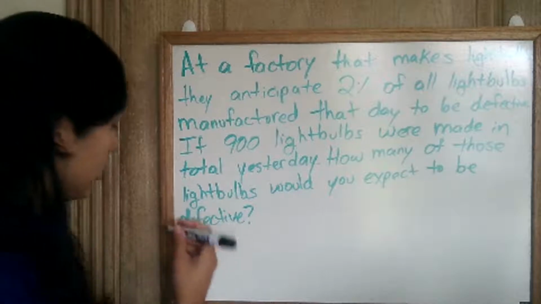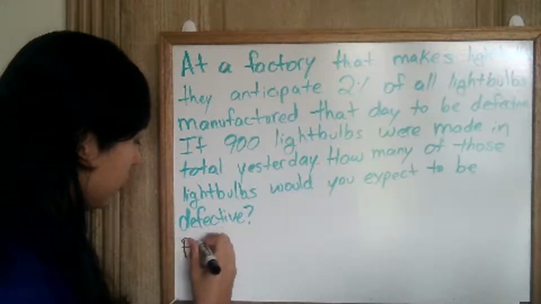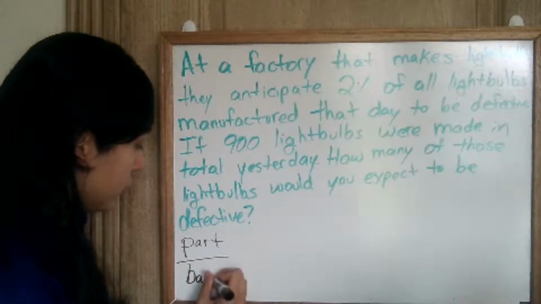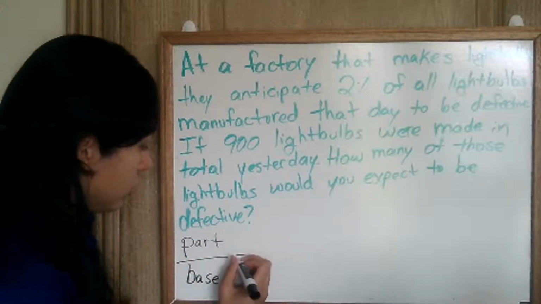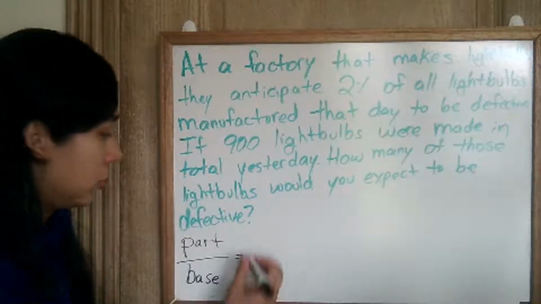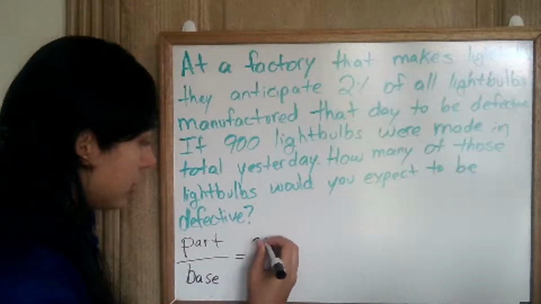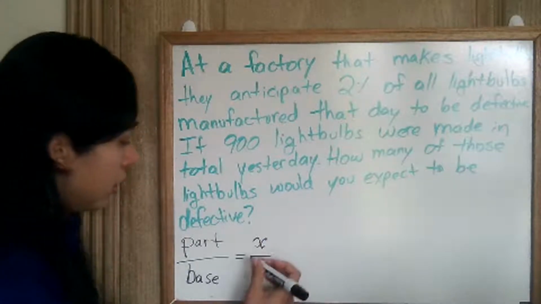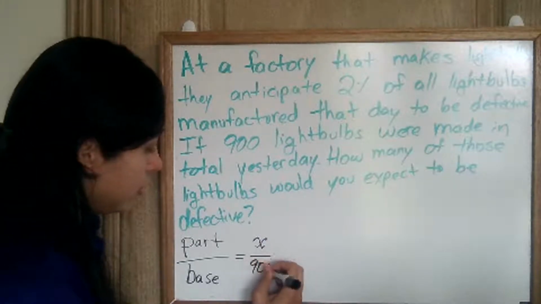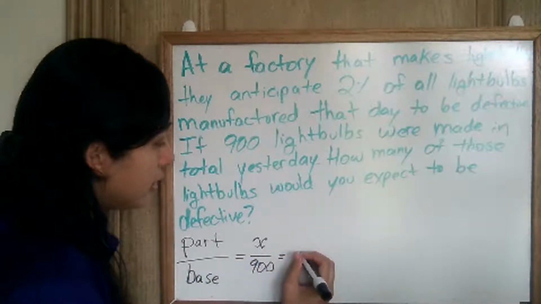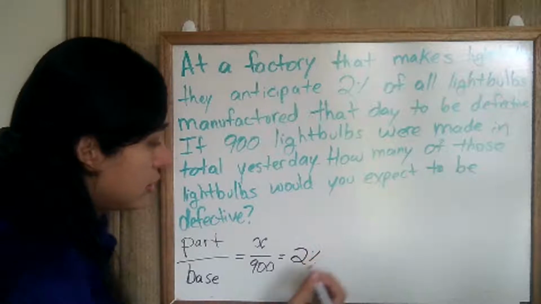So again, going back with our formula, part over base, which is the same thing as part over total. So part, we actually don't know how many those are, so we're just going to say x. And our base is going to be 900 light bulbs. And that is supposed to be equivalent to 2%.